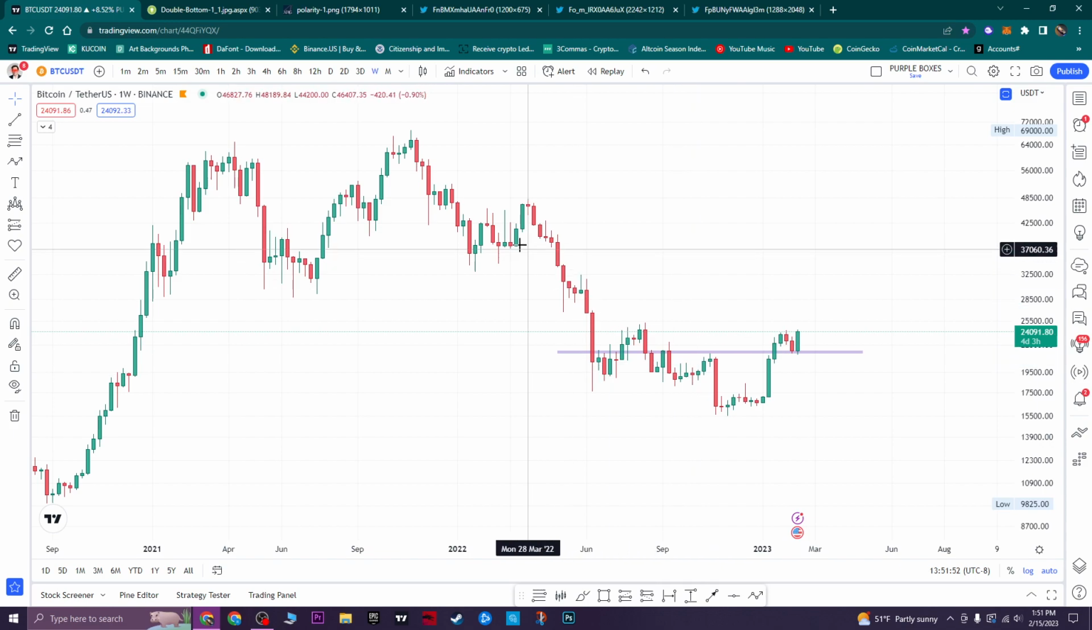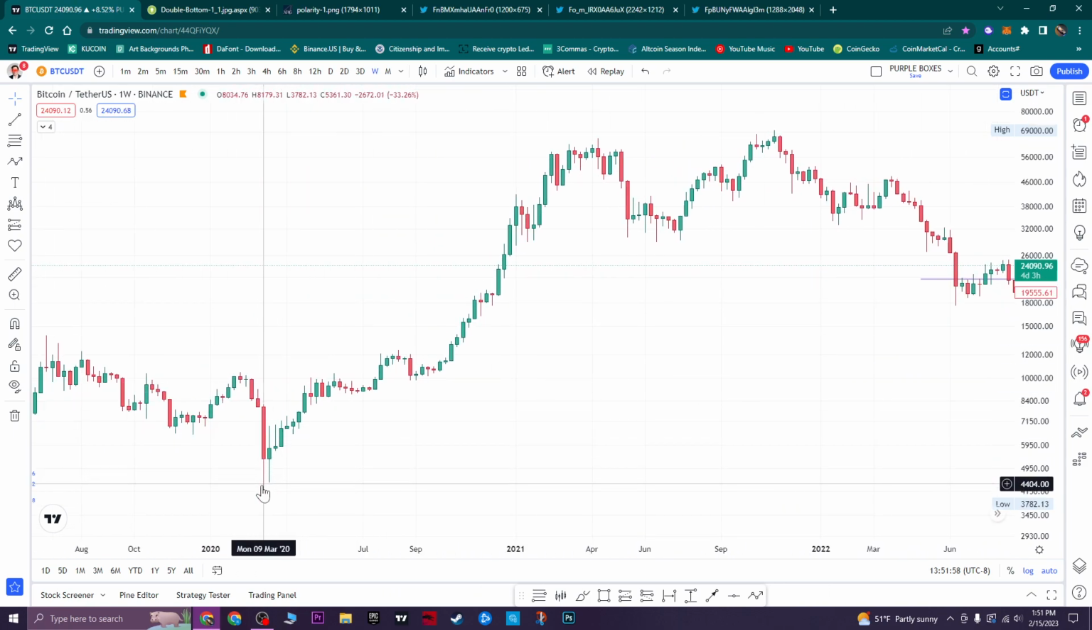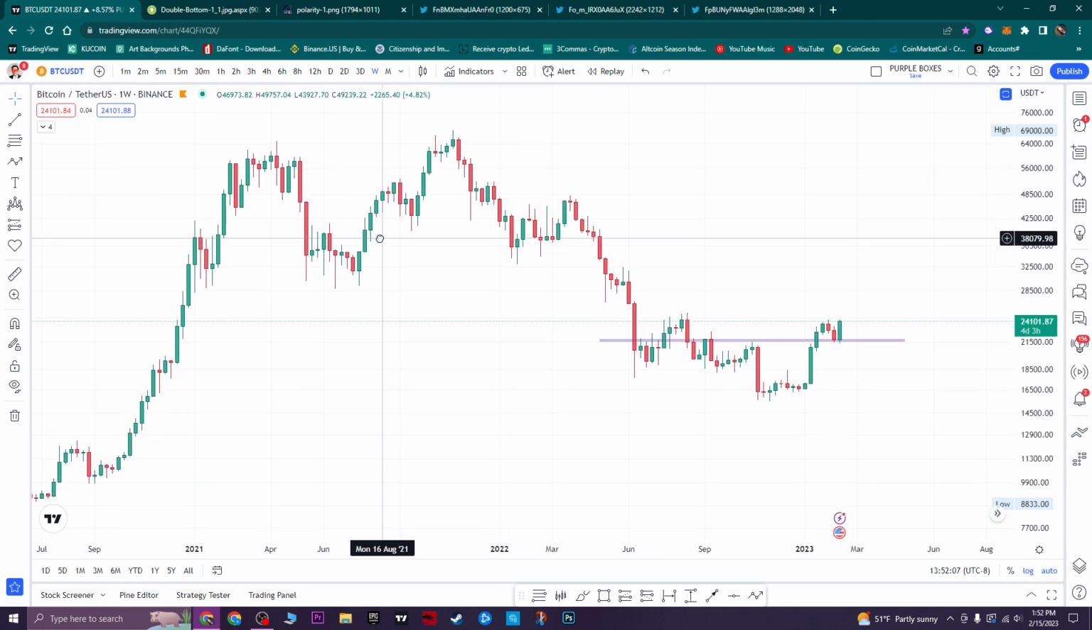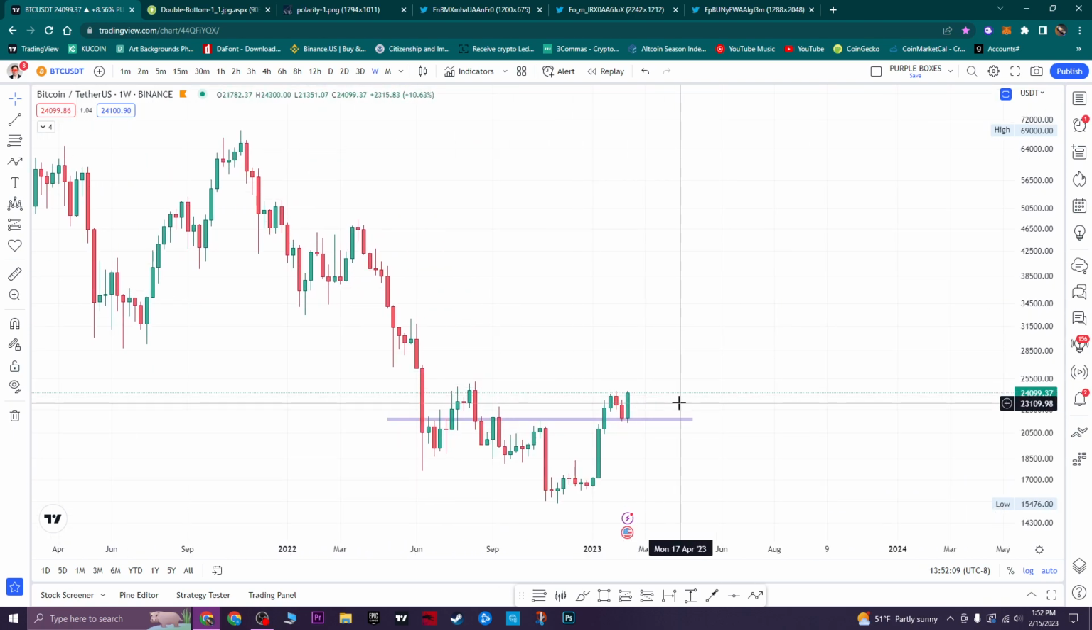Remember, when buyers are weak, sellers take over. When sellers are weak, buyers take over. See? This is on a longer scale. So right now it seems like sellers were losing steam.